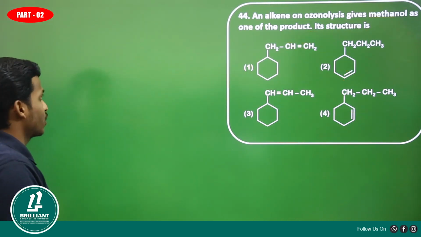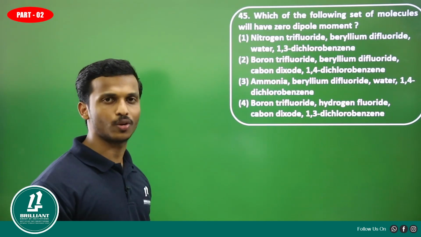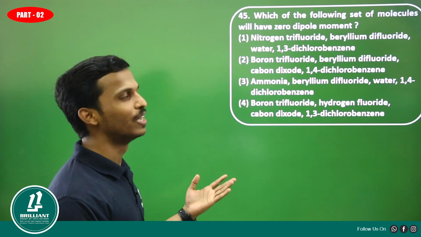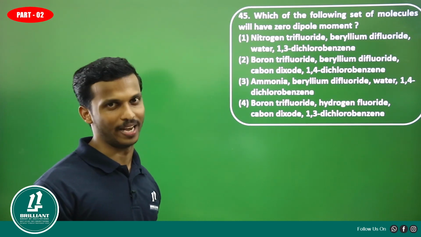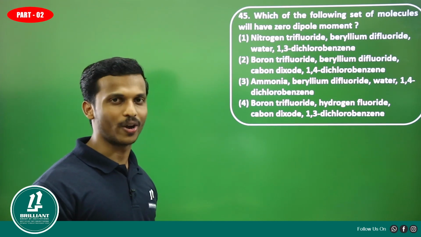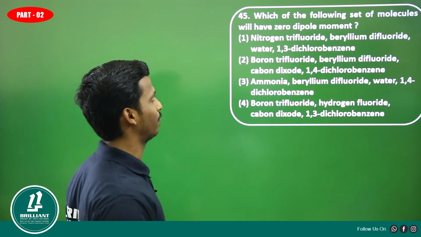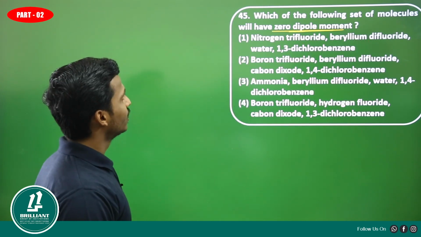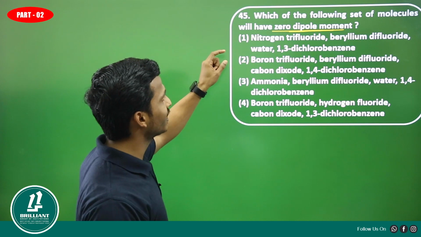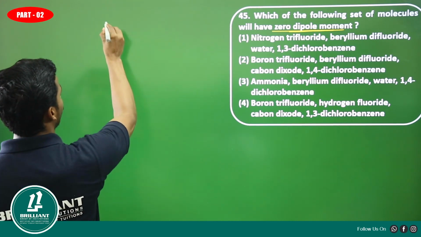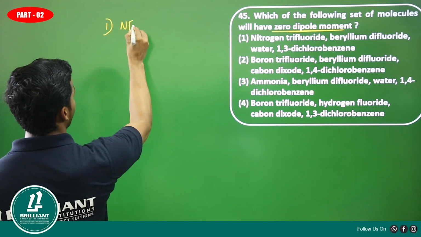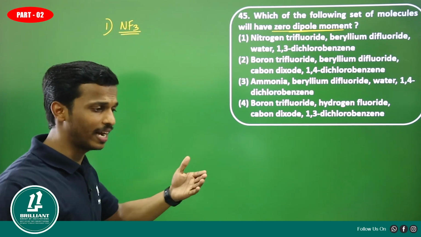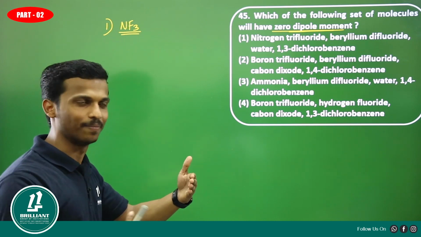During the ozonolysis of an alkene, you will get methanol only from the first one. Okay. Let's go to the last question in chemistry, question number 45. Which of the following sets of molecules will have zero dipole moment? Chemical bonding, we studied in 11th grade, 4th chapter, right? Zero dipole moment. It's so simple. See, first option, nitrogen trifluoride. What is nitrogen trifluoride? NF3. You studied in 11th grade the NH3, NF3 comparison.